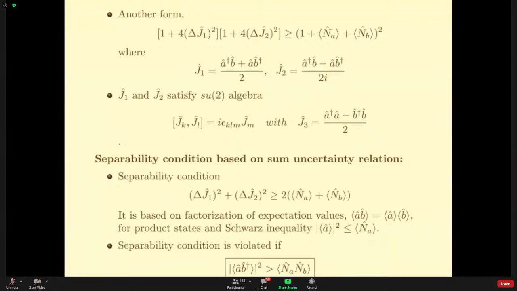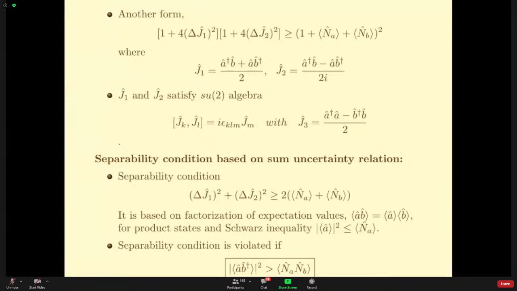And there is another condition based on an uncertainty relation. This condition was proposed by Professors Hillery and Zubairy. They considered these operators J1, J2, and J3, calculated the variance of operators J1 and J2, and showed that there is a lower bound for separable states. They arrived at this result using the fact that the expectation value of the product of operators AB can be factorized for a separable state, and this Schwarz inequality relation. So this is a condition for separability, and it is violated if the condition given here is satisfied. One can use this condition to detect the entanglement of two-mode non-Gaussian states.